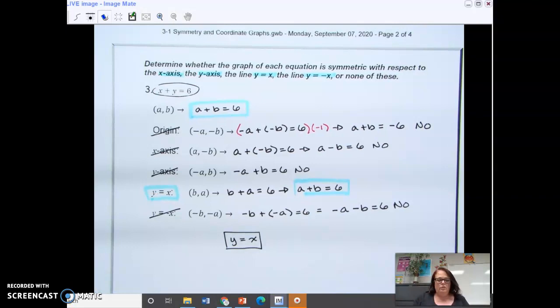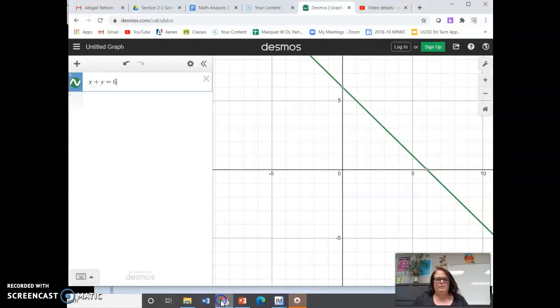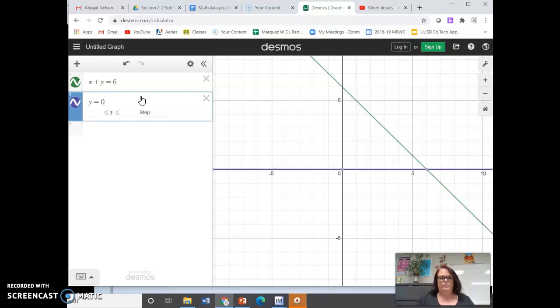So if we take a look at Desmos, I have this graphed for us. So that is the line x plus y is equal to 6. And if I check a couple things, if we want to be symmetric with respect to the x-axis, that means that we should be able to fold it along y equals 0 and have it lay on top of itself. So do you see that if we folded this along that blue line, it would not lay on top of itself?